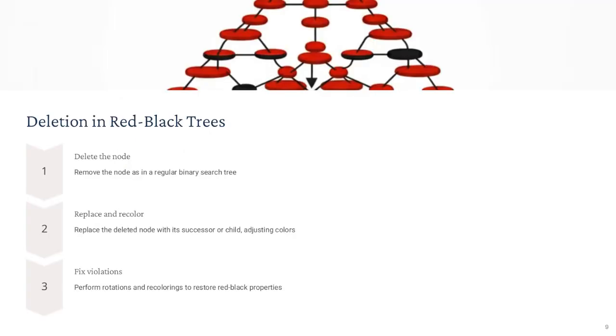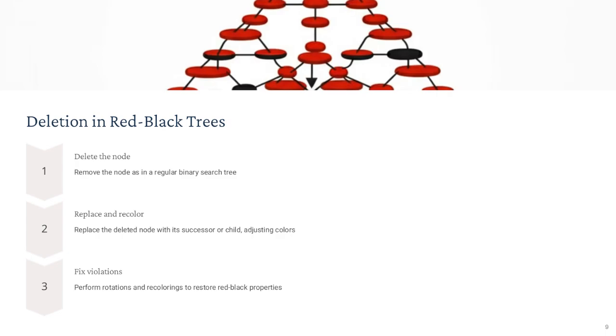Deletion in a red-black tree involves removing a node and restoring balance to the tree. First, the node to be deleted is removed as in a regular binary search tree. If the node has two children, its successor is identified to replace it. This successor is chosen to maintain the binary search tree property.